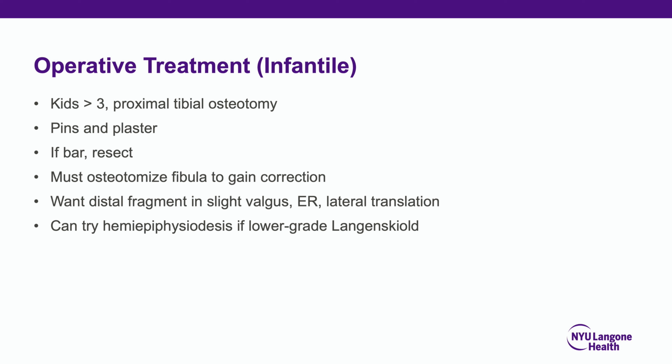Operative treatment, namely a proximal tibial osteotomy, is indicated in kids greater than 3 years old. Some people use an old-style pins and plaster technique. If there is a bar seen on preoperative MRI, one must resect this, and osteotomizing the fibula is really key to gain correction. You want that distal fragment to be in slight valgus external rotation, which will also laterally translate it.